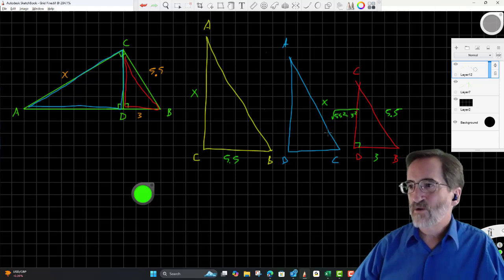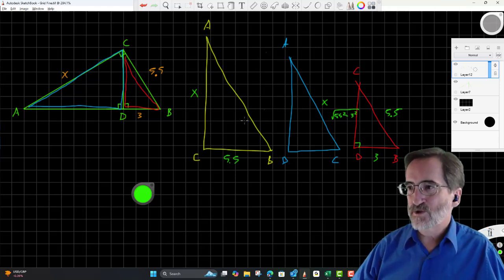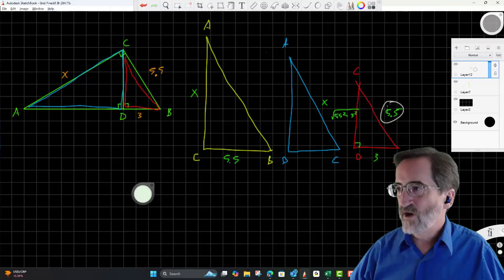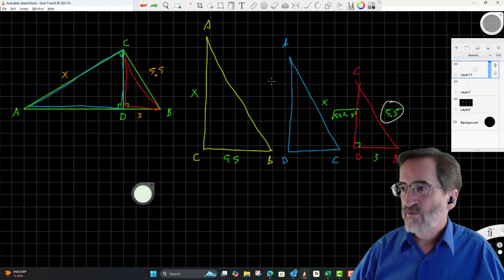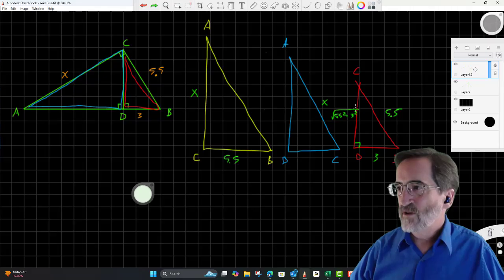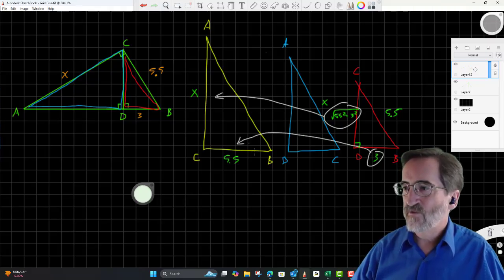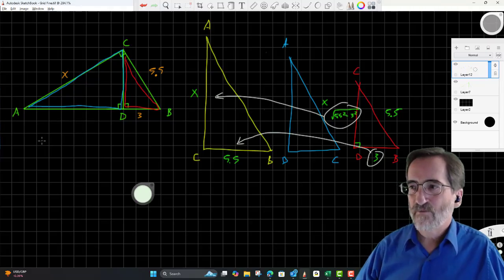Now I can write a ratio between the two triangles. Let's do 5.5 squared minus 3 squared, square root, is to x as 3 is to 5.5. Okay, so we can write that out.